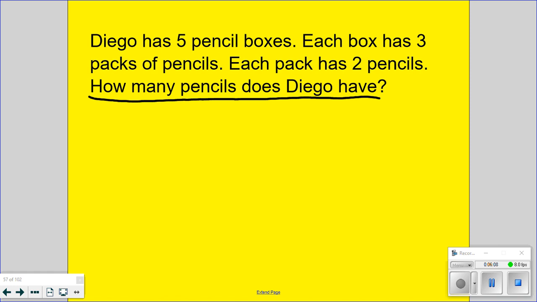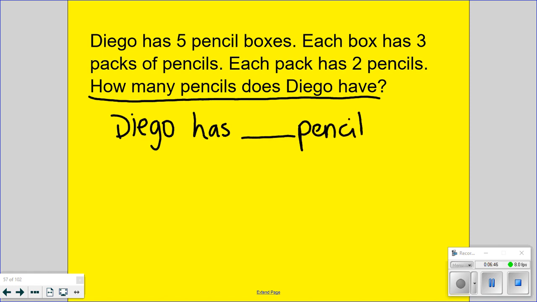Write an answer sentence. What could be your answer sentence? What could you have written? Huxley, what'd you write? Diego has blank pencils. Anyone else write that? What else could you have written? Evelyn? He has blank pencils. That'll work. Stick a little pronoun in there instead of his name. Ariana? Blank pencils and all. That'll work. As long as you have something similar, that will work.